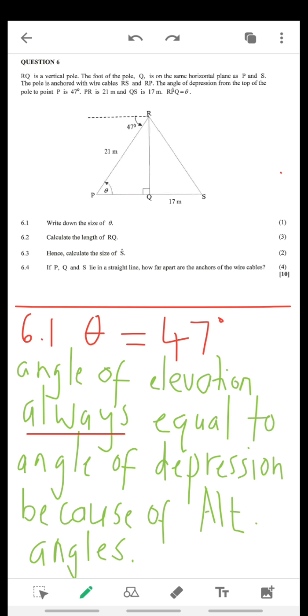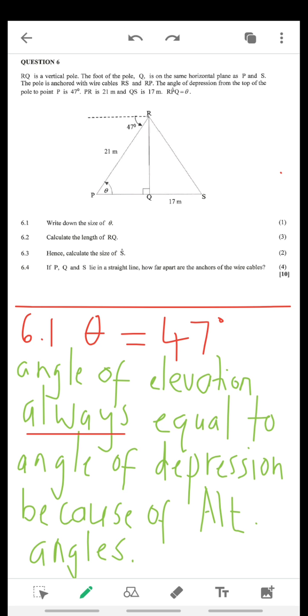If P, Q, S all lie in a straight line, how far apart are the anchors of the wire cables? So they're asking you how far is P and S. So this question is asking you to find the length of PS. It's very simple. The first thing that you need to find is PQ. Once you have PQ, you add it to QS, and then you have the length of PS. You get what I'm saying?